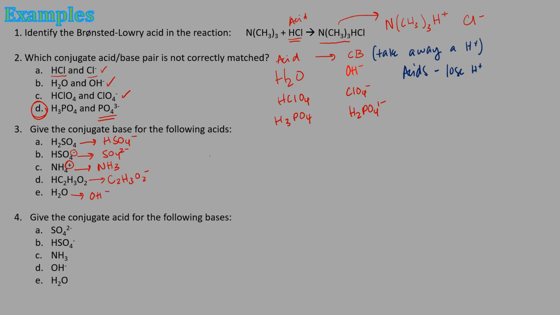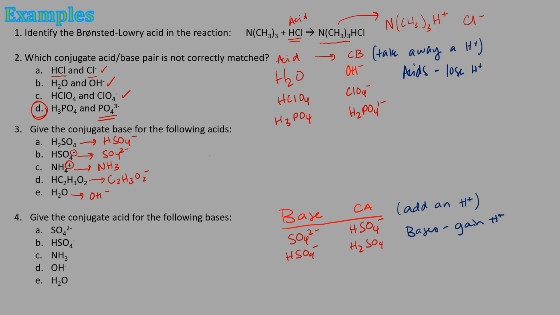All right, and then the opposite is true when we're looking at conjugate acids. So if you have a base, what do bases do? They take H's, right? Okay, because bases gain H plus. And don't forget you're adding the charge to it too. All right, so if we have SO4 2 negative and you add an H plus to it, you're going to get HSO4 negative. So if you have HSO4 negative and you add an H to it, you're going to have H2SO4.